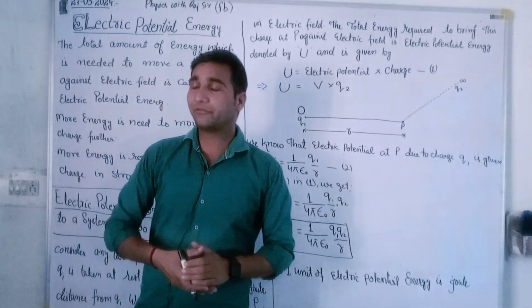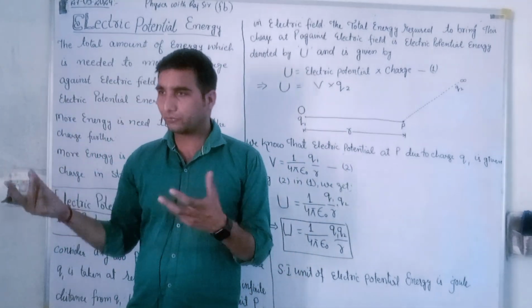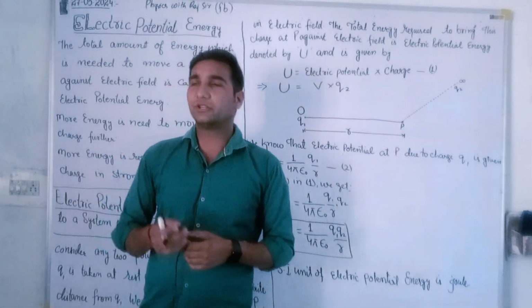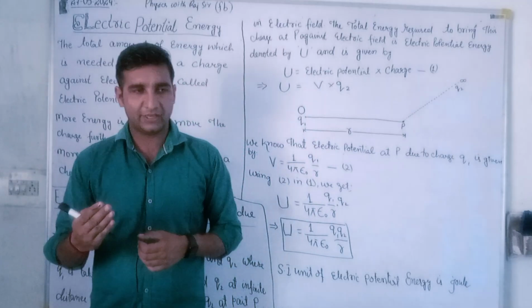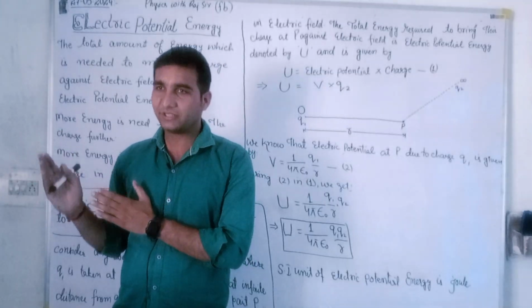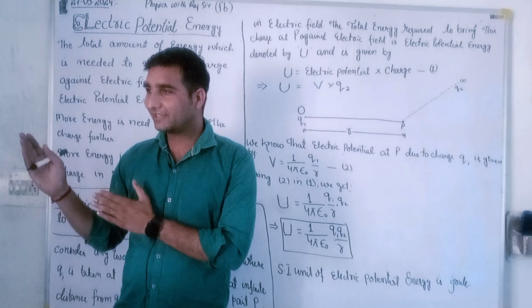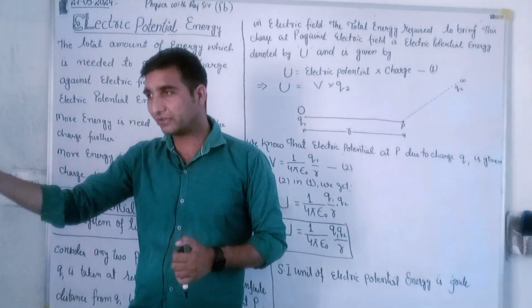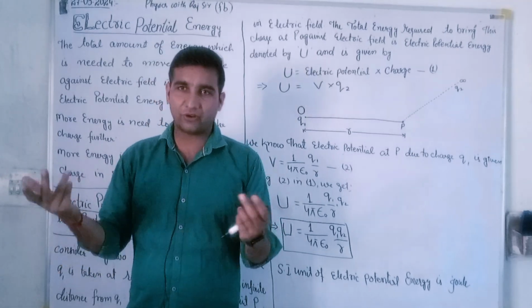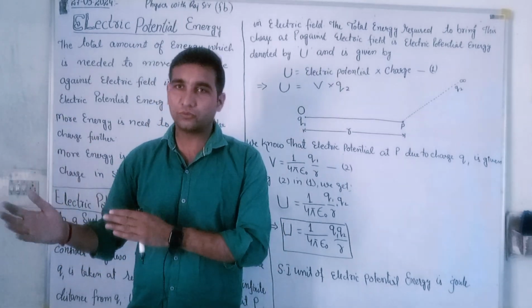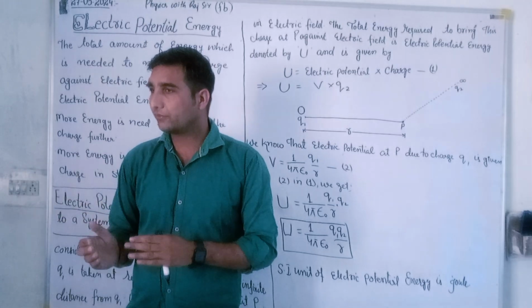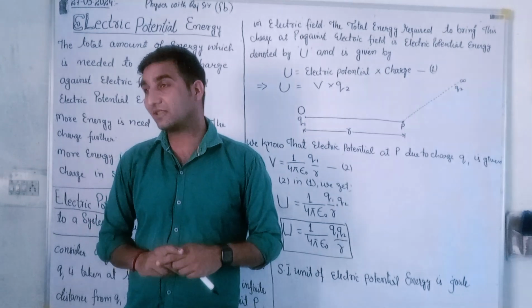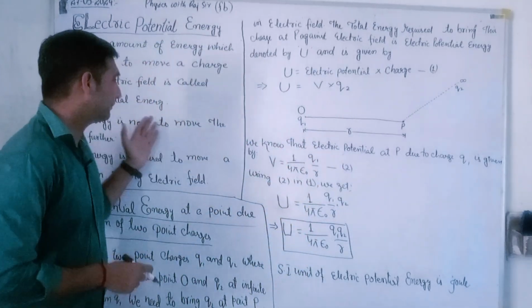So if we move a charge against the electric field, there will of course be energy needed to move that particular charge, and that required amount of energy is called electric potential energy. Why electric? Electric is related to charge, so we are moving the charge. Energy is the total amount required to move the charge at a particular point in the electric field, but against the electric field. That is the electric potential energy.